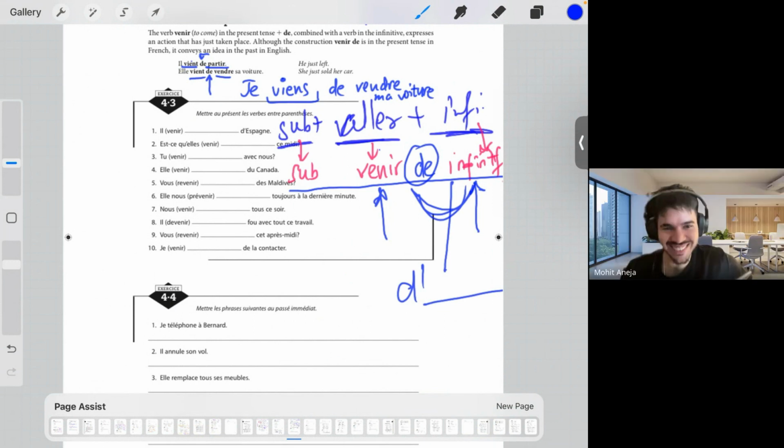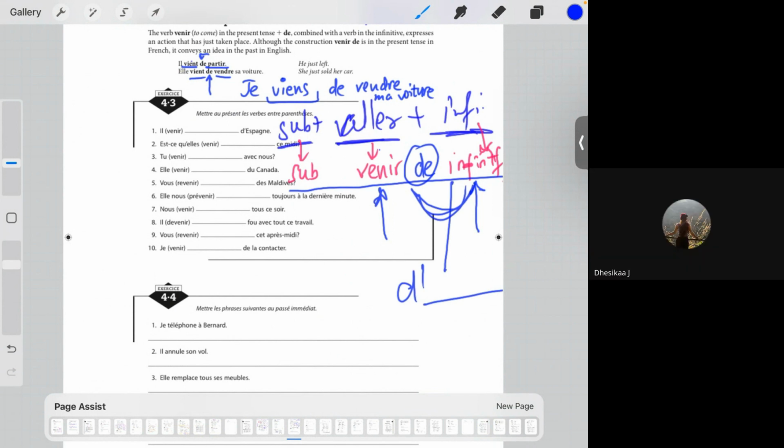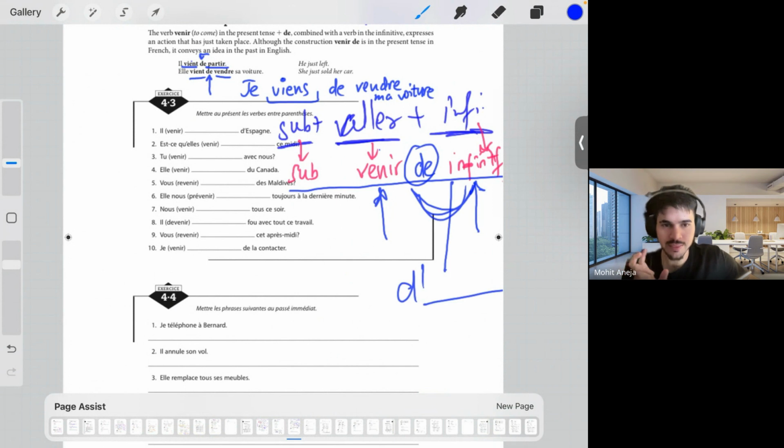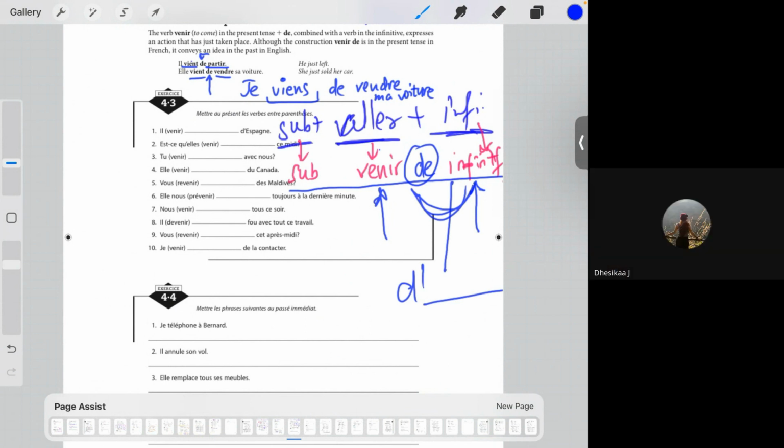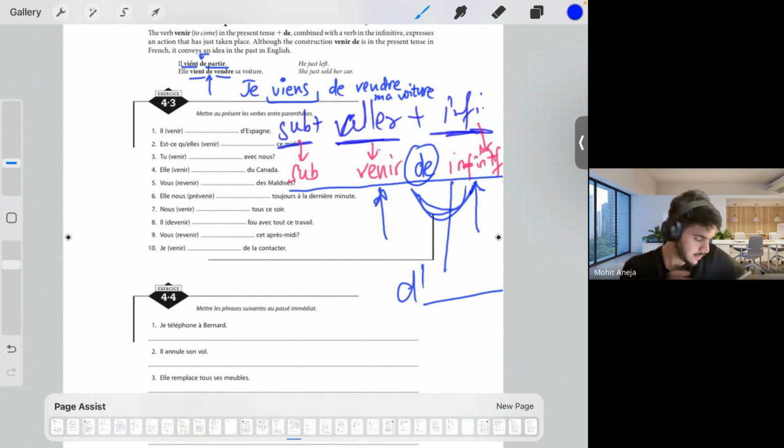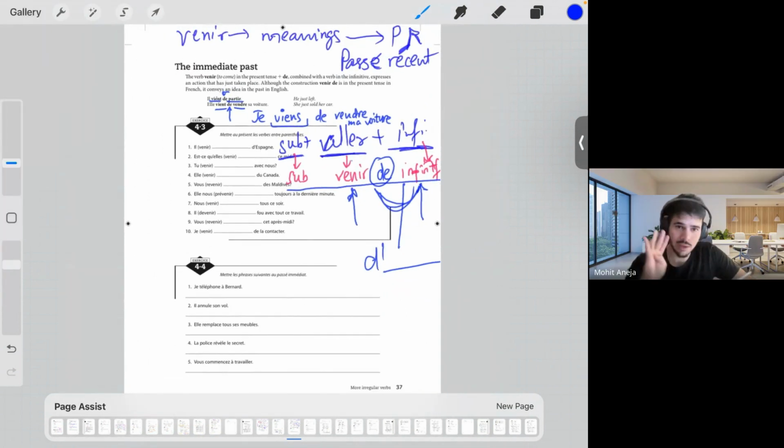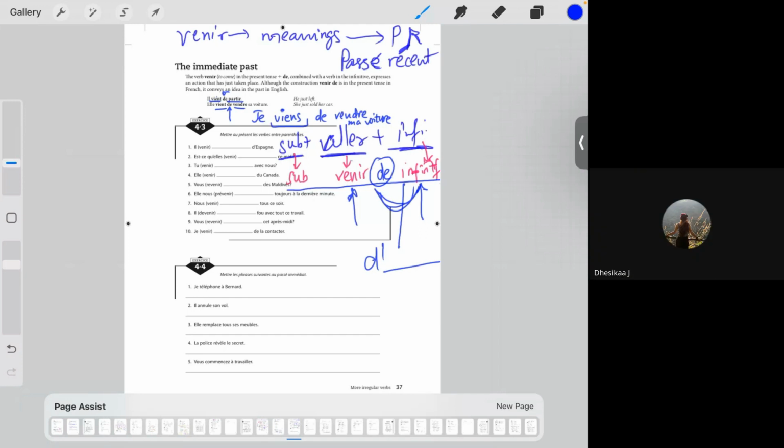Oui. So, I'm coming back from the beach. Je viens de la plage. Do you understand the difference now? The "de" plus a noun means it's not passé récent. You have to have a verb after venir for it to be passé récent. Okay, makes sense? So you have all these four use cases clear in your head.